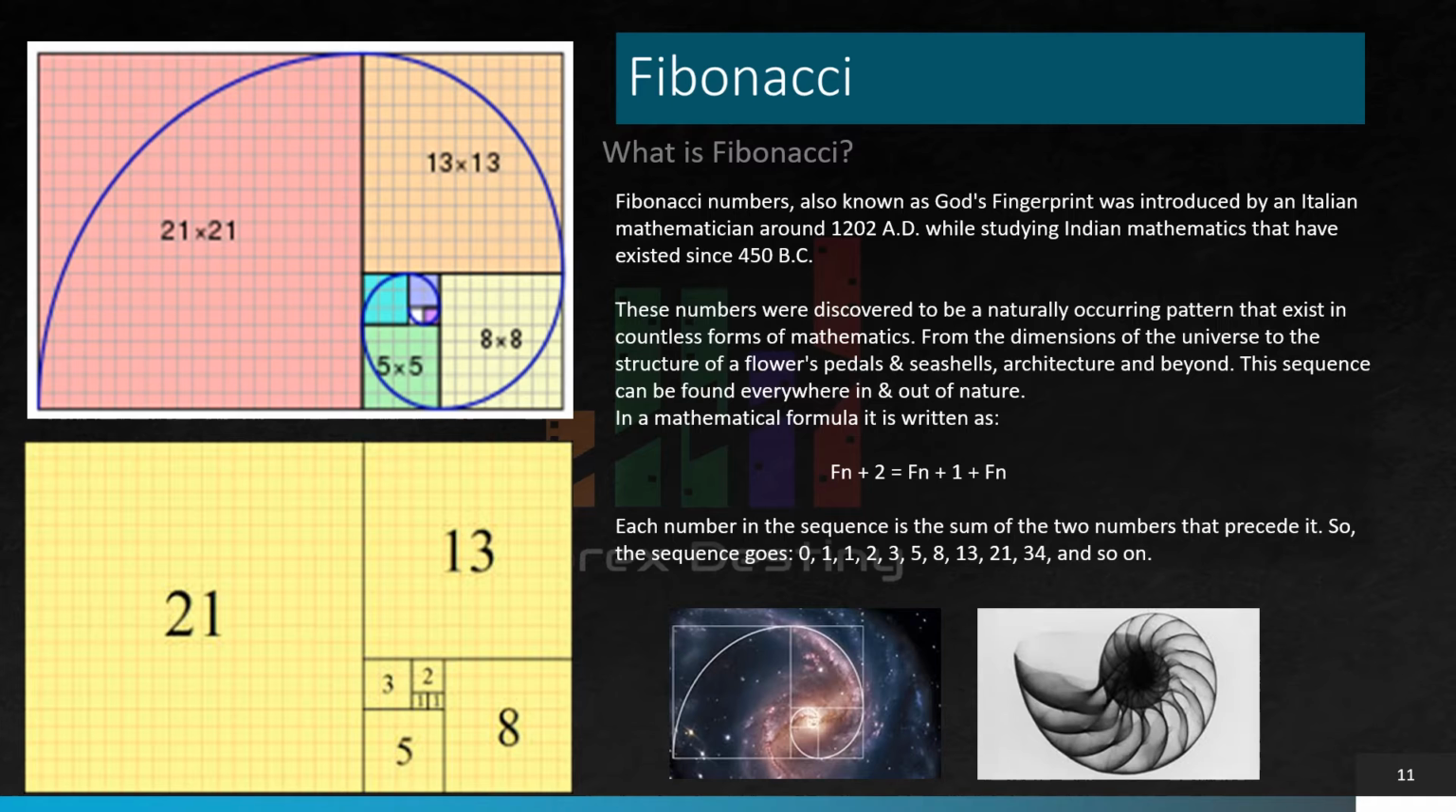So the sequence goes 0 plus 1 equals 1, 1 plus 1 equals 2, 2 plus 1 equals 3, 3 plus 2 equals 5, 5 plus 3 equals 8, 8 plus 5 equals 13, 13 plus 8 equals 21, 21 plus 13 equals 34, and so on into infinity. When these numbers are graphed, a natural rotation occurs in the form of a spiral.